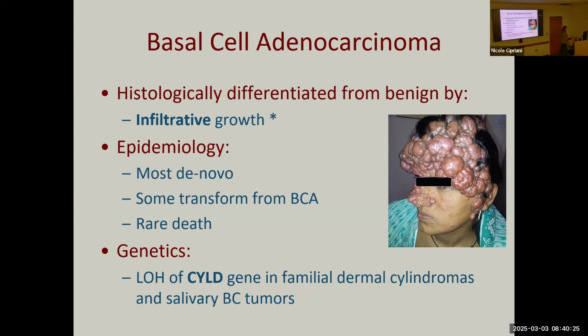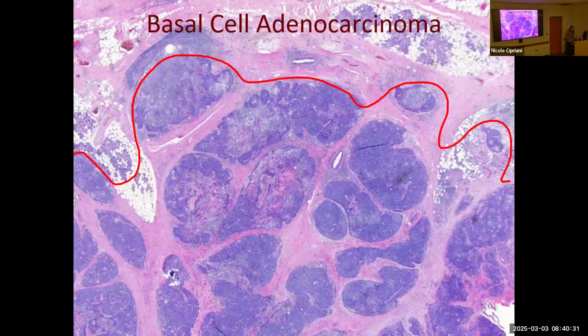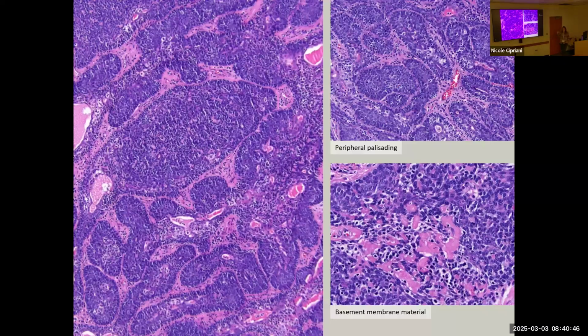And so by definition, they have to have invasion to differentiate them from basal cell adenoma, because otherwise they can morphologically look really similar, with these intersecting jigsaw puzzle pieces with this hyalinized stroma. But you can see here, there's an infiltrative growth pattern. So we would regard that as a basal cell adenocarcinoma. Otherwise, on high power, they are very similar with these stromal globules with the peripheral palisading.